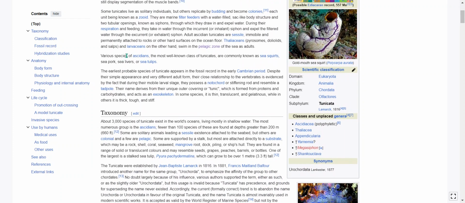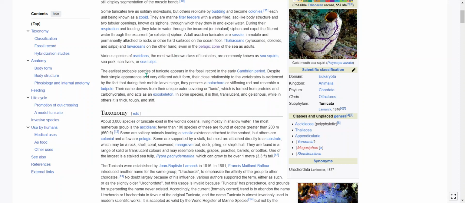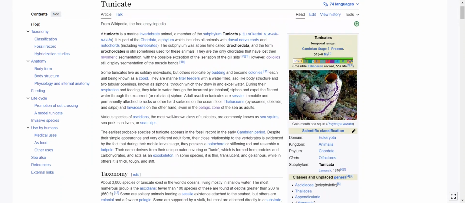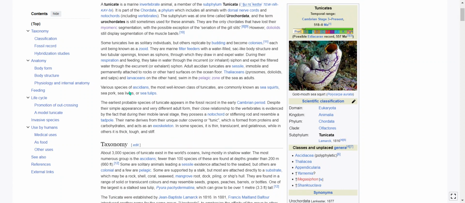Various species of ascidians, commonly known as the ascidians or sea squirts. So various species of ascidians. Wait, okay, I'm sorry, I need to keep reading. Of ascidians, the most well-known class of tunicates. There we go, that's answering what I was about to ask. So ascidians are a class of tunicates. Tunicates are just a subphylum, not a species. Okay.